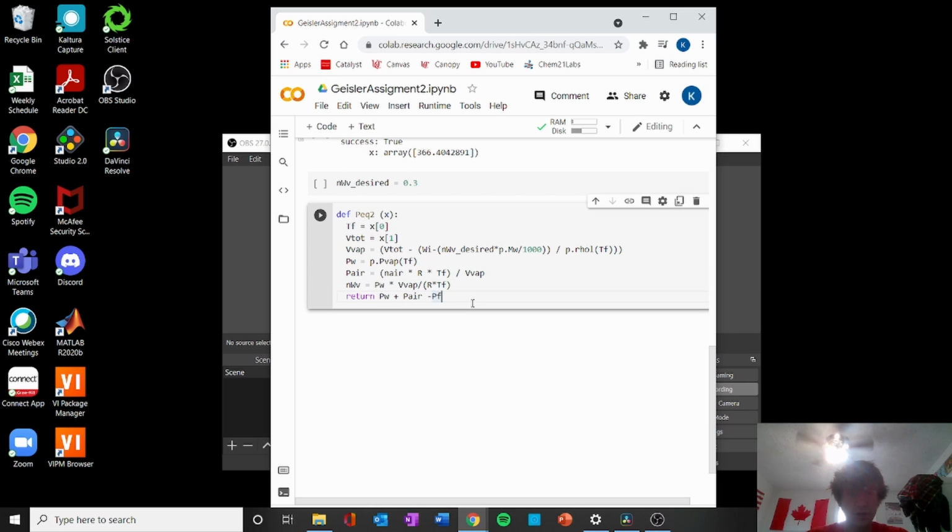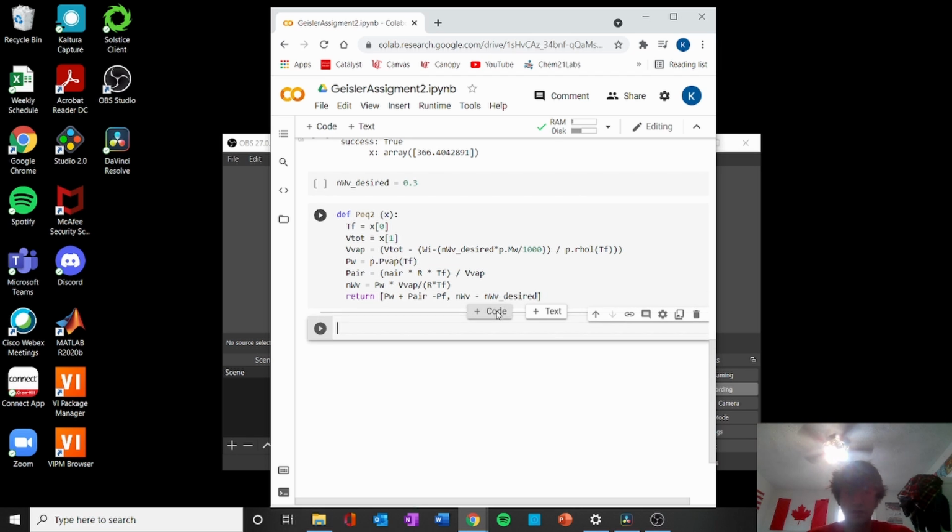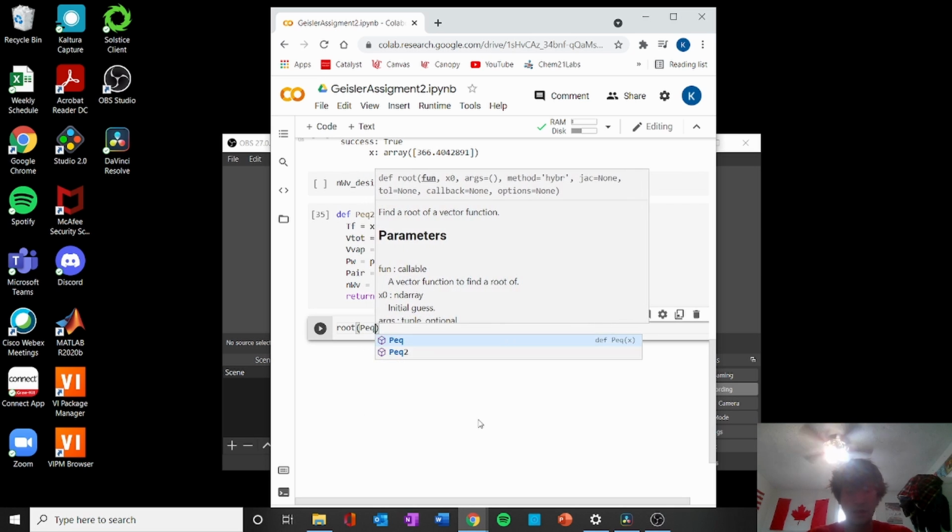And to return this, we need to have two return values. So we need to have this one that we already have, and then another one: moles of our water vapor minus the moles of our water vapor desired. Yes, and that should be good. So now we're going to move on to the next part, which is returning our stuff. So getting our roots. We're going to use a root solver, and we're going to say root, not rod, root, of our PEQ2.